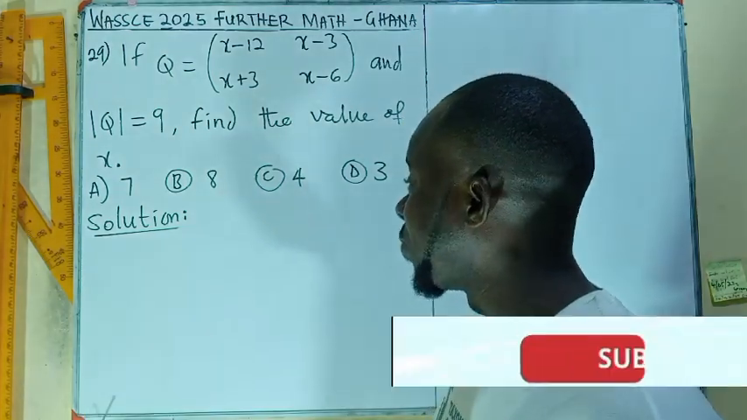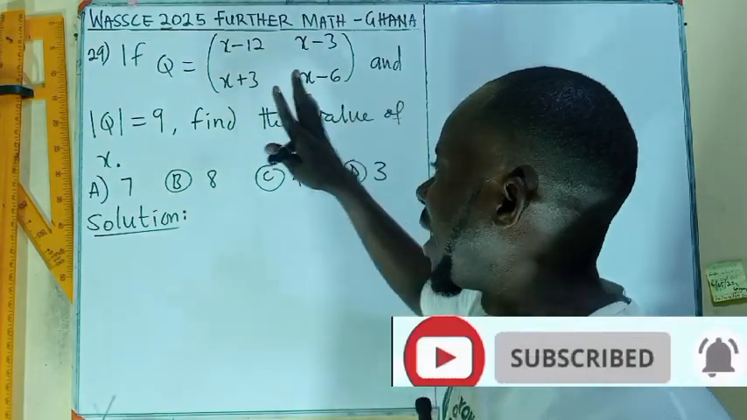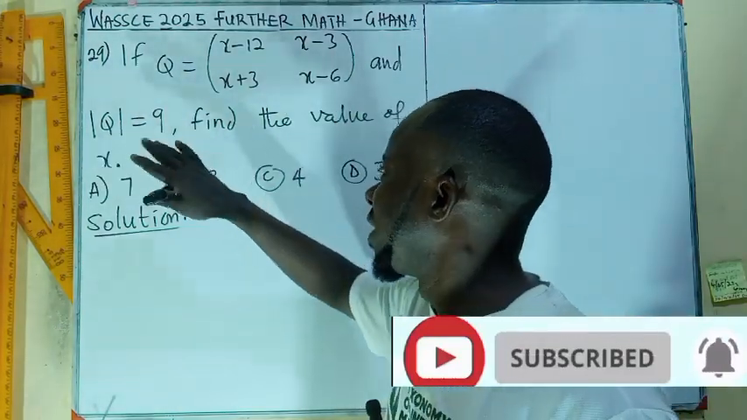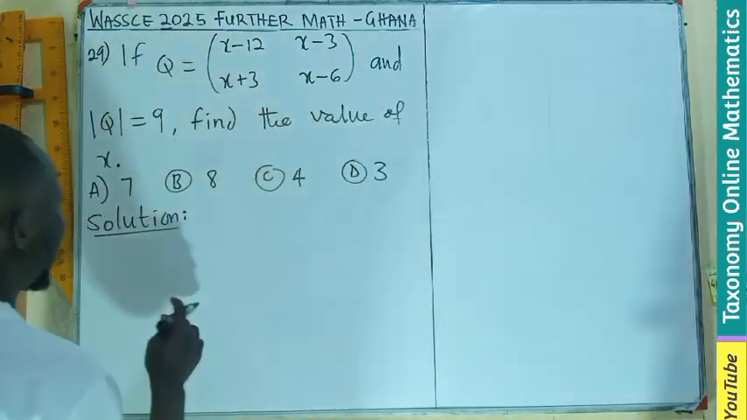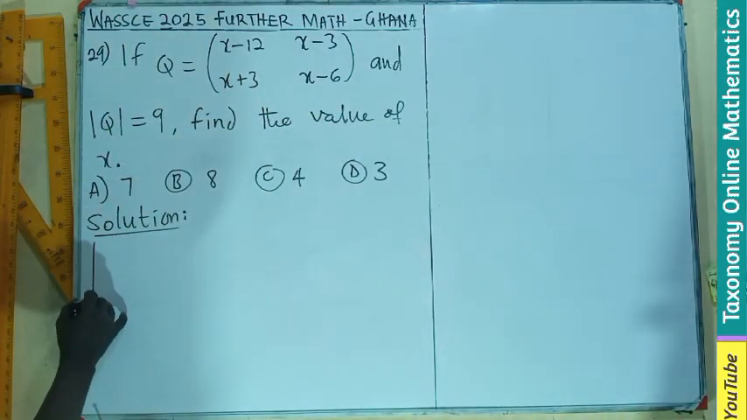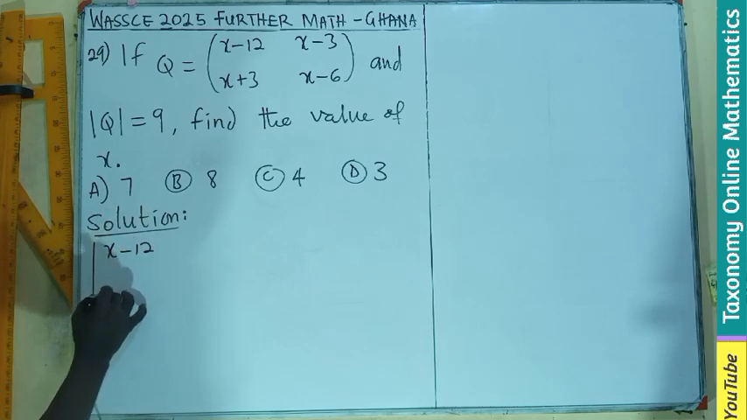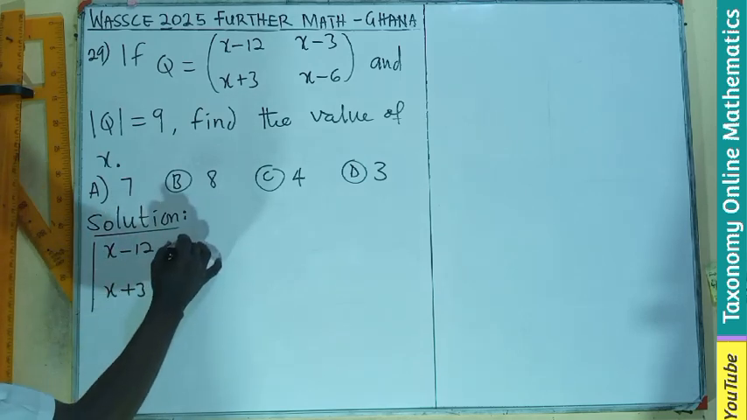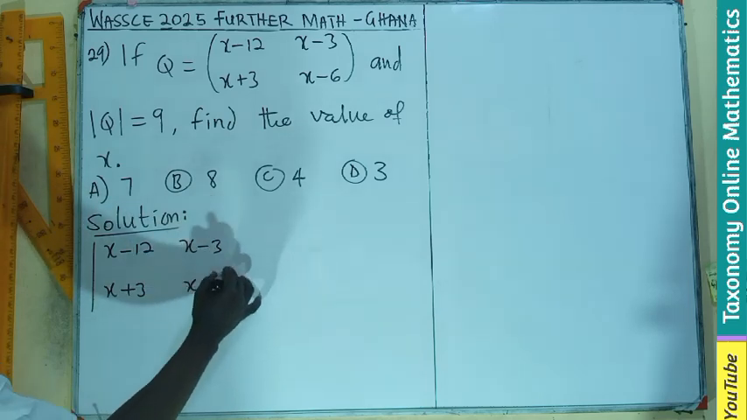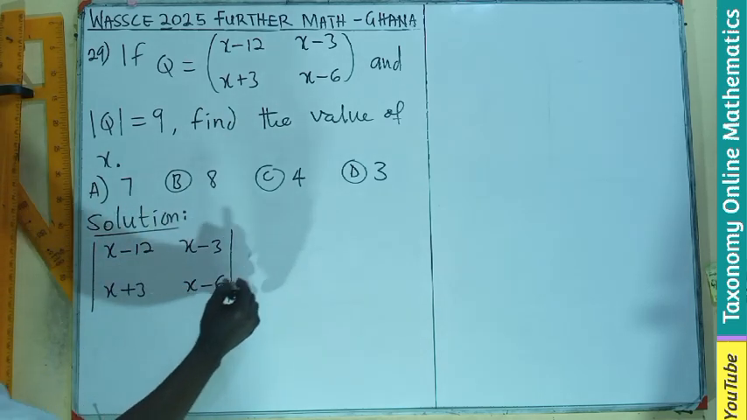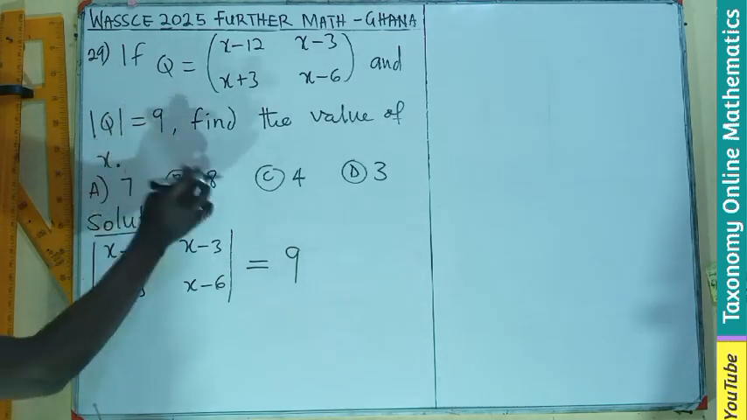If Q is a matrix in terms of variables like this, and the determinant of Q is 9, we have to find the value of what? X. So this simply means that this matrix, which is now x minus 12 in the first entry, x plus 3, x minus 3, then x minus 6, the determinant of this should be equal to what? 9.